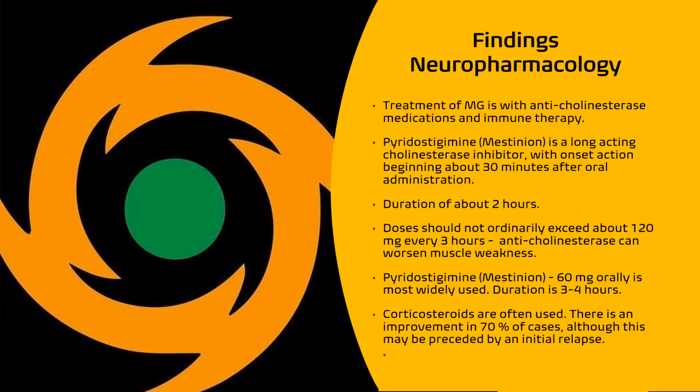So pyridostigmine has been identified in the literature as being prescribed at 60 milligrams orally, and this is the evidenced and documented dosage for this particular drug. And duration is around 3 to 4 hours, from a pharmacokinetic basis, for pyridostigmine to take its action.